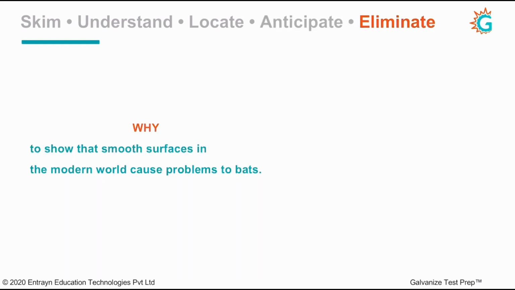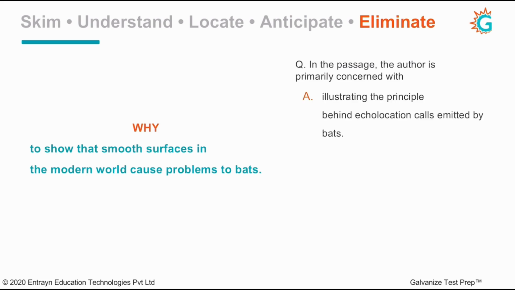So now when you actually start eliminating the answer choices one by one, you will find that it becomes much easier because you've already anticipated what the answer could be, right? This is the why of the passage. So in the passage, the author is primarily concerned with choice A, illustrating the principle behind echolocation calls. That's not true. The author does not discuss the principle behind echolocation, how echolocation works. That's not what is discussed here.